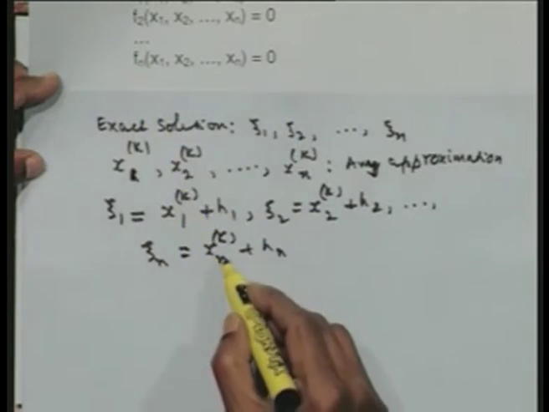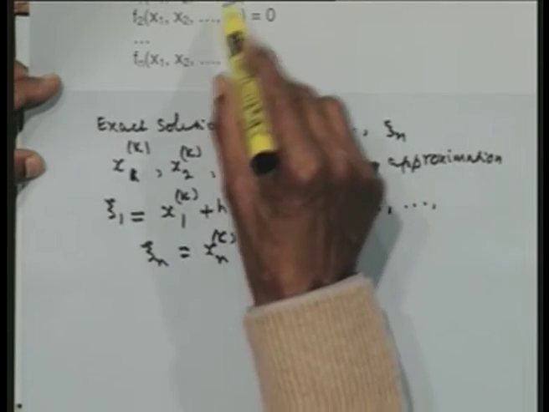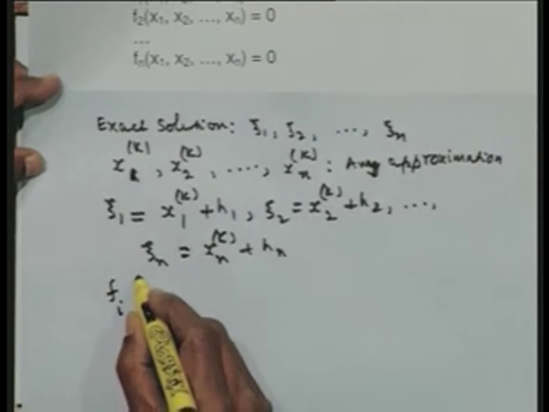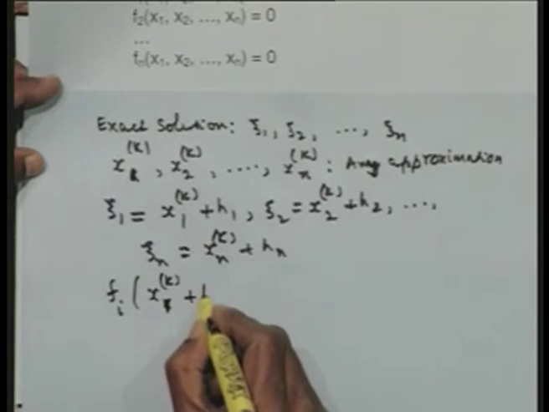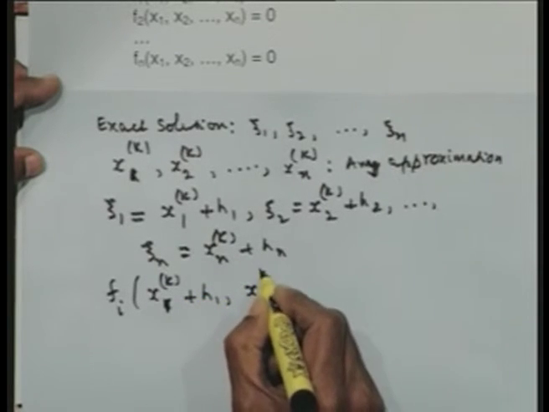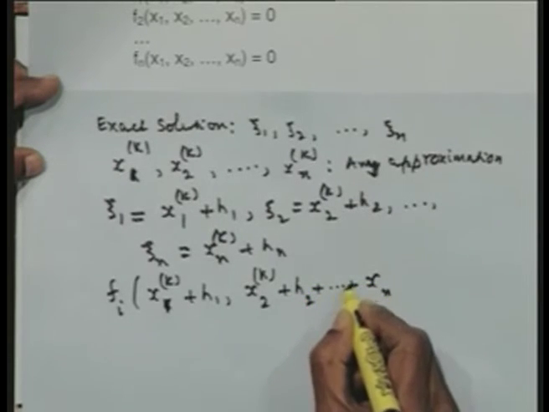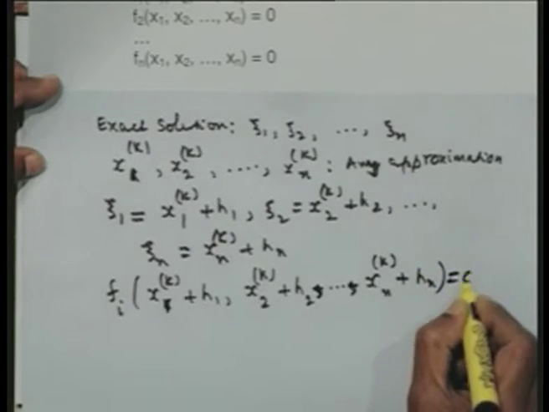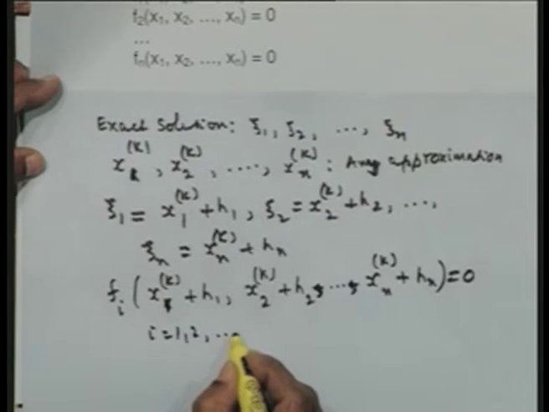Therefore, xi 1, xi 2, xi n are the exact solutions. Therefore, when I substitute, it is satisfied identically. So, if I take any ith equation, this will read as f_i of x1 k plus h1, x2 k plus h2, and so on, xn k plus hn is equal to 0. I have substituted these values in this, where i is going from 1, 2, 3 to n.